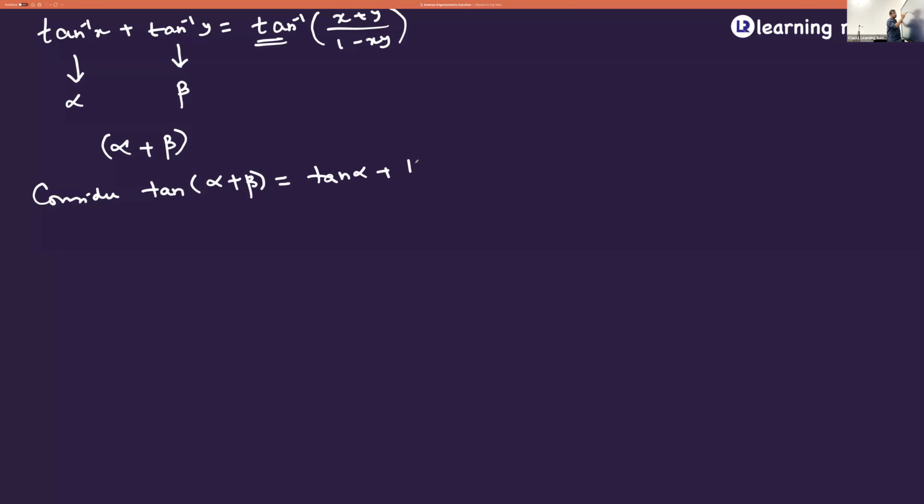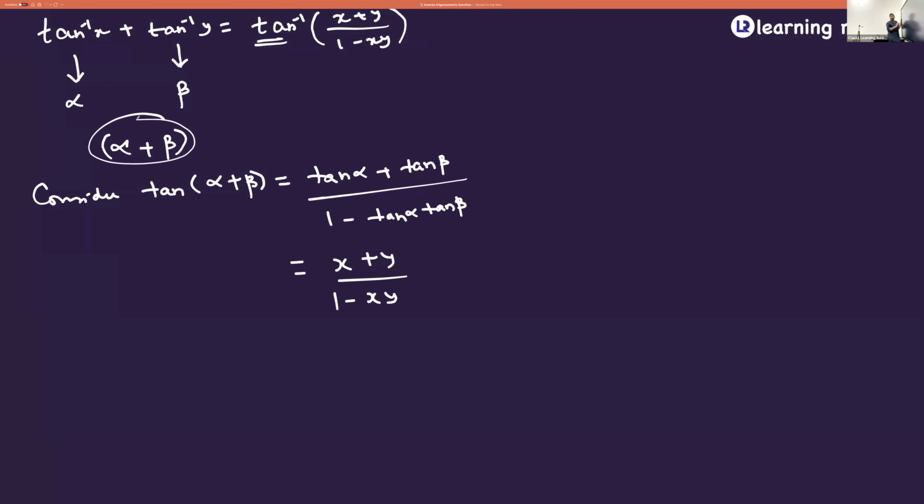Tan alpha plus tan beta divided by 1 minus tan alpha tan beta. Very good. So what is the value of tan alpha here? See, alpha is tan inverse x. So tan alpha will be x. Tan inverse y is beta. So tan beta will be y. x plus y, the whole divided by 1 minus x into y. This is tan of alpha plus beta. We don't need tan of alpha plus beta. We need only alpha plus beta. Right? So this is tan of alpha plus beta. So what is the value of alpha plus beta? Simple. No?